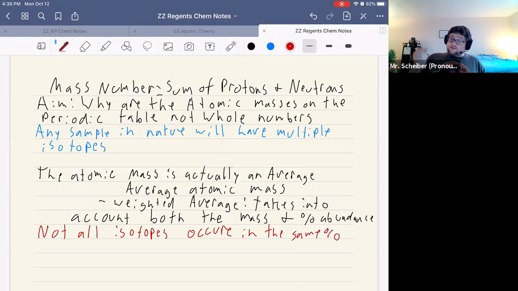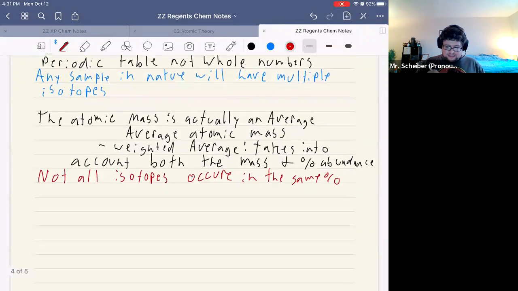What I mean by that, if you have a sample and you have multiple isotopes, just because of the way that nature is, inevitably some isotopes are going to be more stable or easier to create, harder to destroy than others. And because of that, in any sample, you're not going to have the same amount of each. Let's look mathematically how you would calculate this.